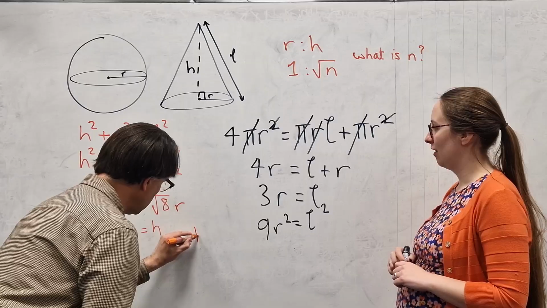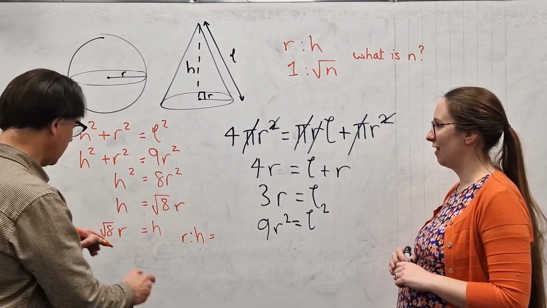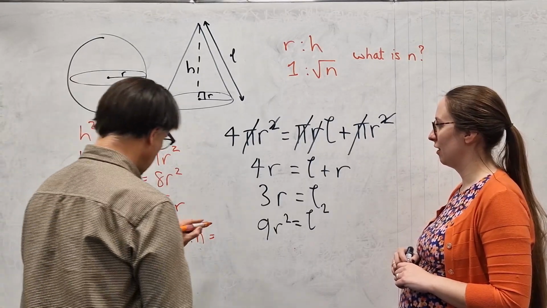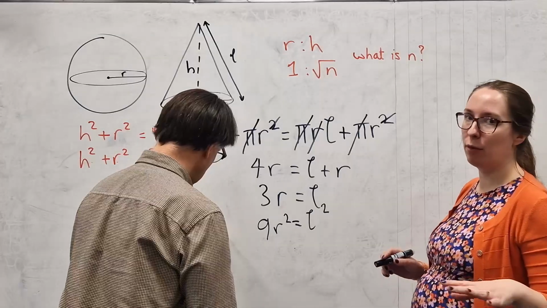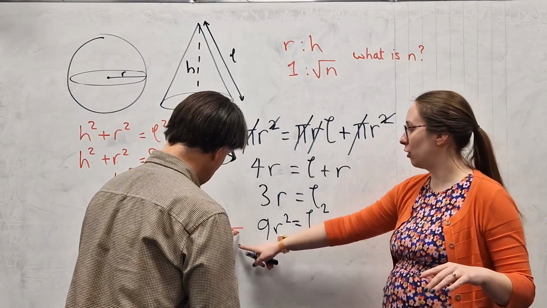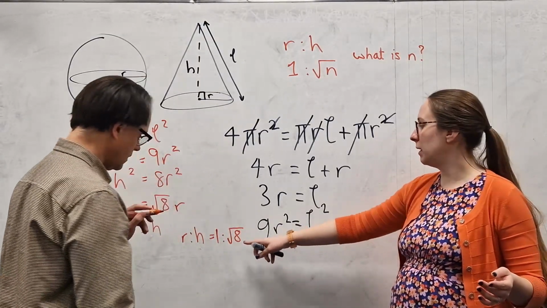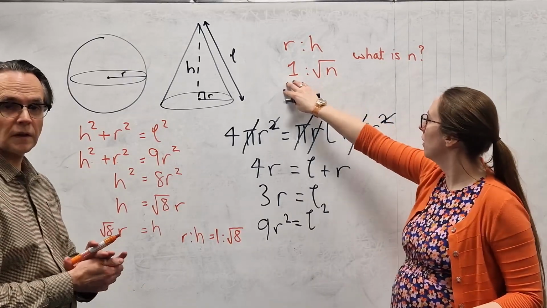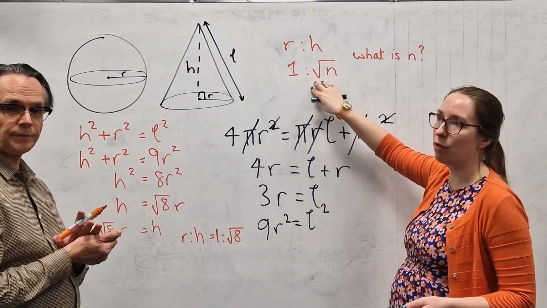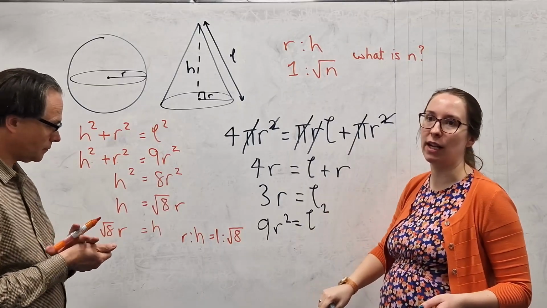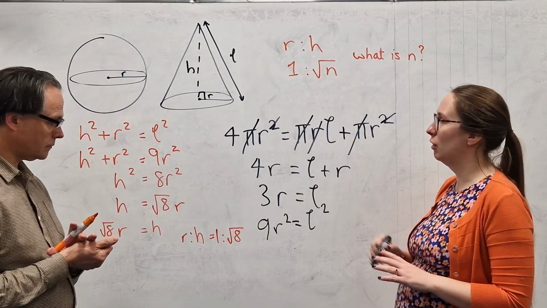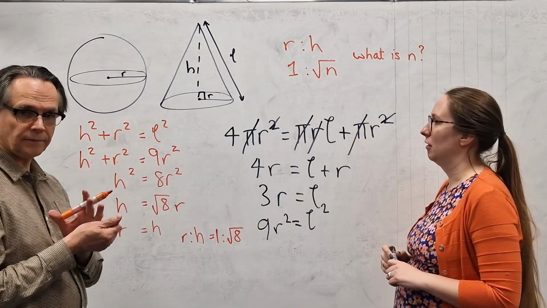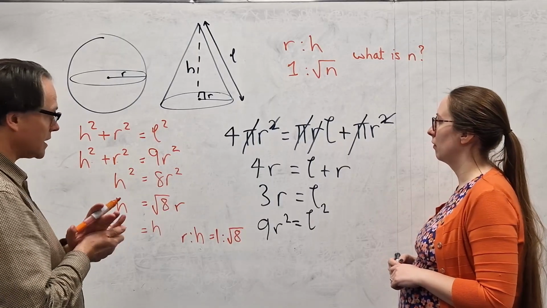is 1 to root 8. I know lots of you will be tempted, because it's the square root of 8, we all know that that can be simplified to 2 root 2, but it specifically says leave it in this format, 1 to root n, so you need to leave that as root 8. Don't simplify it to 2 root 2. Do what the question's asking. Okay, so that's how you do this.